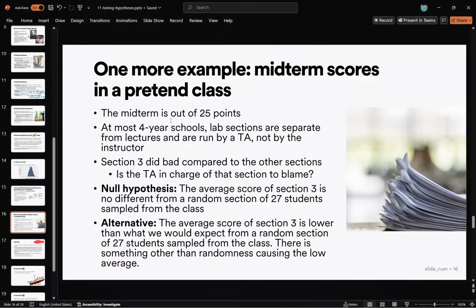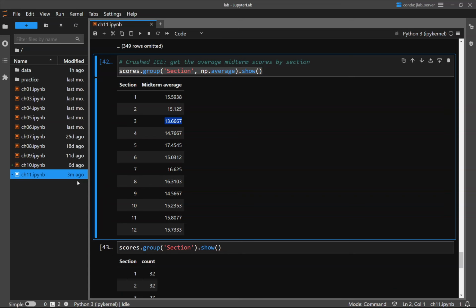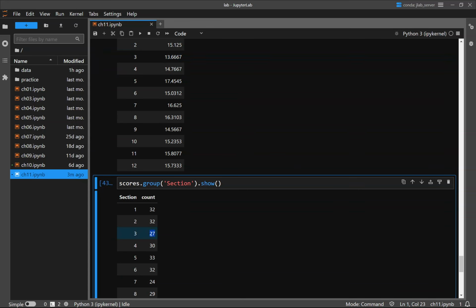Let's say that you're the instructor. You see all this, and you go to the TA in charge and say, hey, something's wrong. Did you do a bad job? And the TA is like, no. So what are your hypotheses? The TA could say, if you just picked any random 27 students, because that's the size of my section, maybe just due to random chance, I got a bunch of students who performed poorly on the midterm. That's the defense of the TA.